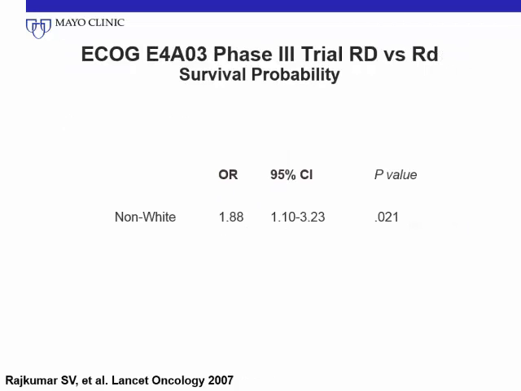One other tidbit that we found out is that there are many types of myeloma, as you know. There are trisomies, there are translocations, but for whatever reason, outcome of myeloma in blacks is better than whites. So this was seen in the ECOG trial of RD versus RD, where we noticed that non-white survival probability was twofold better compared to the white survival probability, which tells us that the type of myeloma that occurs in African Americans is probably more a low-risk type.